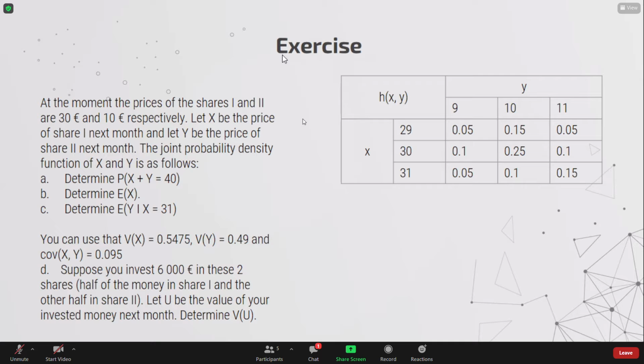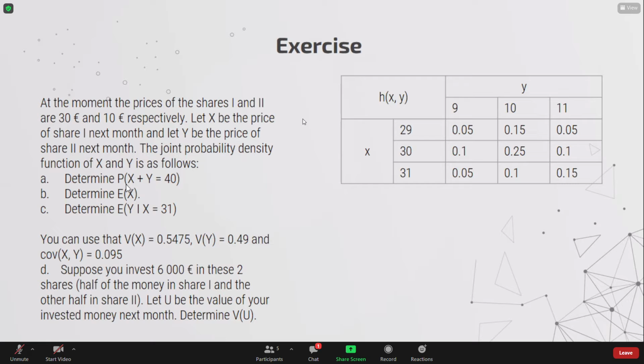So we have our table, and we have the connection between x and y. Let's imagine x is the stock price of share 1 and y the stock price of share 2. The price of x could be equal to 29, 30 or 31, but y is either 9, 10, or 11. So we have to determine the probability of different events based on x and y.